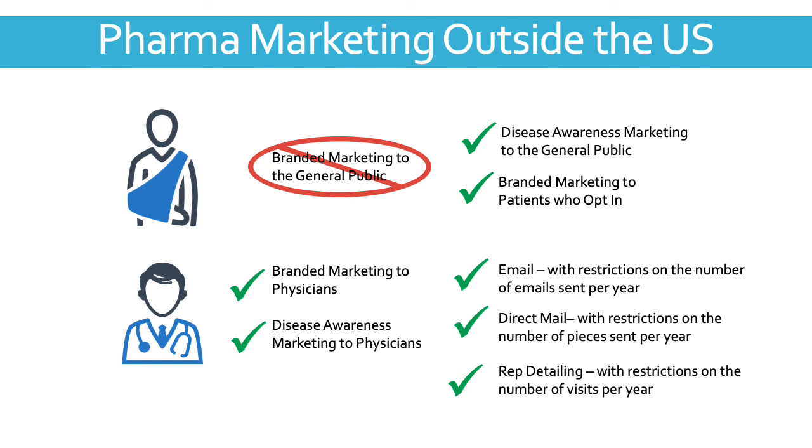Some things to be aware of is that with physicians, you usually have many more options. You can target branded marketing to physicians, and also disease awareness, so both of those are available. And then you have a lot of different things that you can do. Email is sometimes restricted to a certain number of emails per year, so you have to know what that restriction is. The direct mail is usually restricted by the number of pieces per year, and then rep detailing sometimes also has restrictions for the number of visits. But you can typically do just about anything you can in the US, but you just have some additional guidelines to follow.